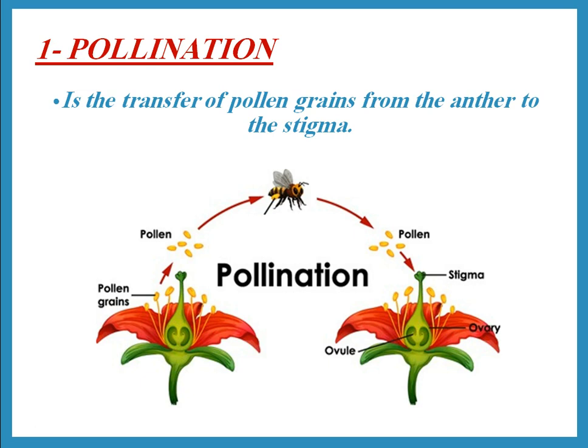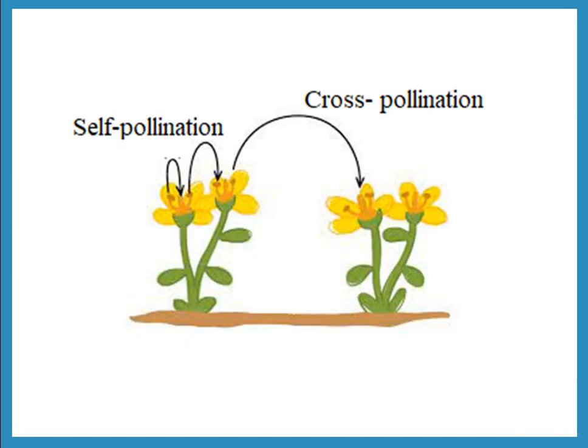We said the pollen grains are made in the anther. Now, we need them to go to the female part, which is the stigma. So when pollen grains are transferred from anther to stigma, this process is called pollination. Now, we can have two types of pollination.